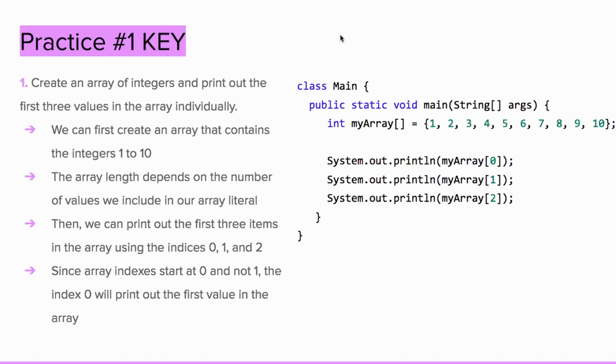Here's the key. We'll first create our array with the sample input of the integers from 1 to 10. Since we want to print certain values, we'll access these values using the indices of 0, 1, and 2, and use a print statement to print the values to the console. In Java, recall that the first array index is 0, not 1. Thus, using index 0 will print out the first value of the array.